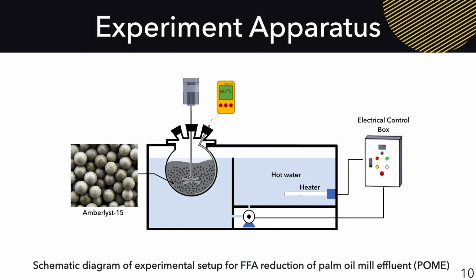This slide will show the schematic diagram for free fatty acid reduction of palm oil meal effluent, as shown in the figure. To prepare for the experiment, palm oil meal effluent was heated at 60 degrees Celsius to decrease its viscosity before being poured into a reactor, a 5-neck round bottom flask. The temperature of the reaction was regulated using a circulating warm water bath, which was monitored with a digital thermometer.